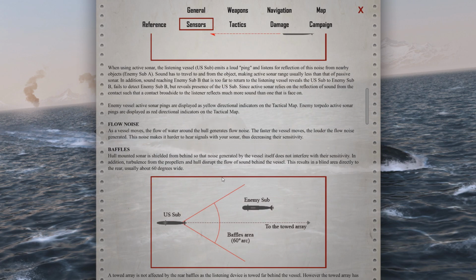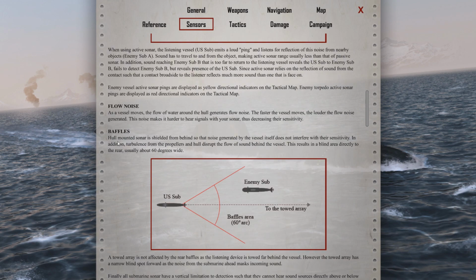Flow noise. As a vessel moves, the flow of the water around the hull generates flow noise. The faster the vessel moves, the louder the flow noise is generated. This noise makes it harder to hear signals with your sonar, thus decreasing their sensitivity.